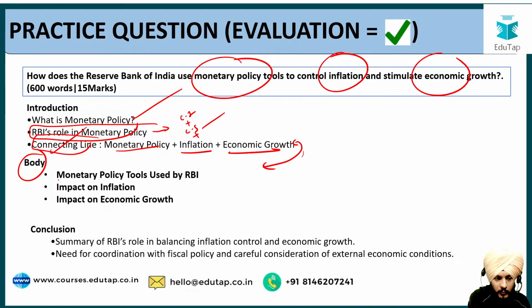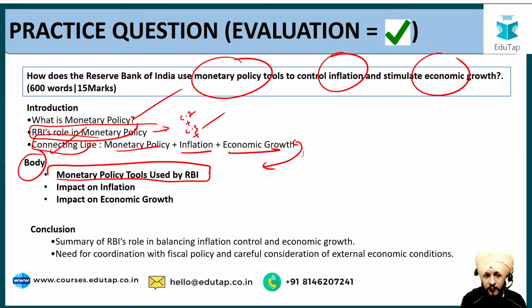What is your body part 1? The heading will be monetary policy tools used by RBI. For example, you can talk about CRR, SLR, open market operations, repo rate, reverse repo rate, whatever it is. But do not over elaborate things, because you have the word limit criteria also, and after that you have to deal with body part 2 and body part 3 also.